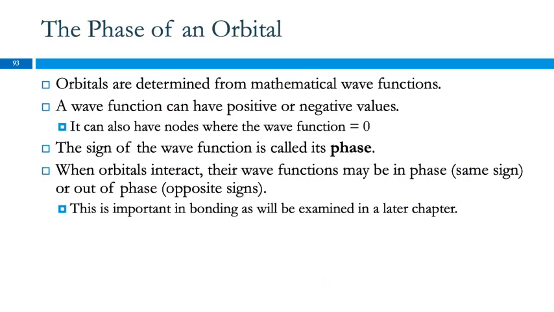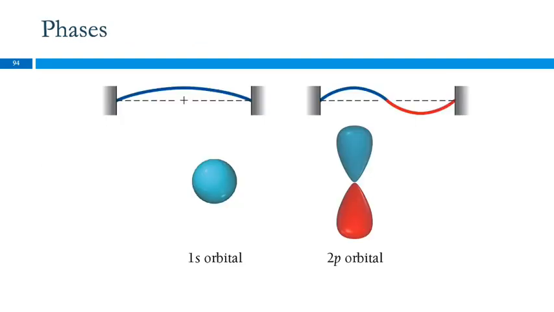Orbitals are determined from mathematical wave functions, and waves have phases. The wave function can be positive or negative. At the node, the wave function is 0. And the sign of the wave function is called the phase. And when the orbitals interact, their wave functions can interact in phase, having the same sign, constructive interference, or out of phase, opposite signs, destructive interference, as waves can interfere with each other. And we'll learn more about this when we talk about valence bond theory.